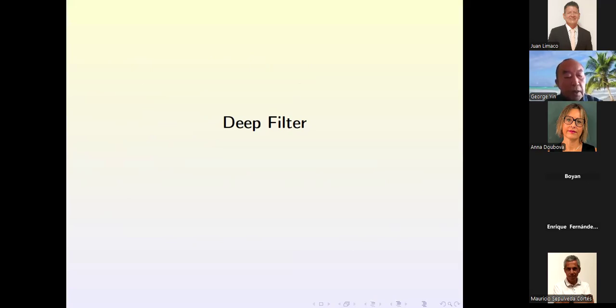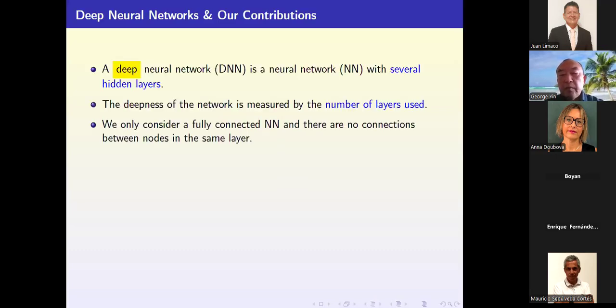Now I'm getting to the second part, which is our deep filter. Our main objective is to solve this problem numerically. We want to find a computable scheme, because for a long time there was no good calculation or algorithm to compute that. So we try to find an algorithm to solve the problem. The way we try to solve it is by using the idea of a deep neural network.